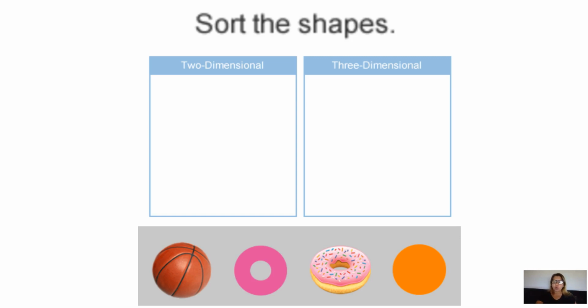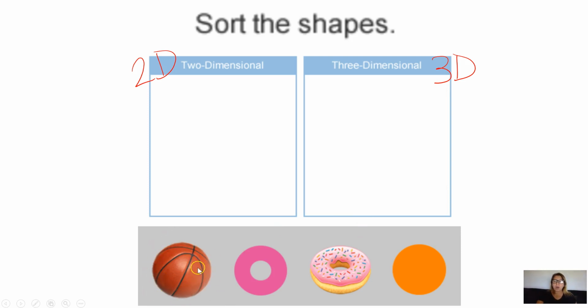Okay, we are going to sort more shapes. Two-dimensional is the same as what? Yes, it is the same as 2D. Three-dimensional is the same as what? Correct, it's the same as 3D. Okay, remember 2D are flat shapes, shapes you can draw. And three-dimensional shapes are shapes that can stand on their own or something that you can hold in your hand. Okay, the first object that we have here is a basketball.